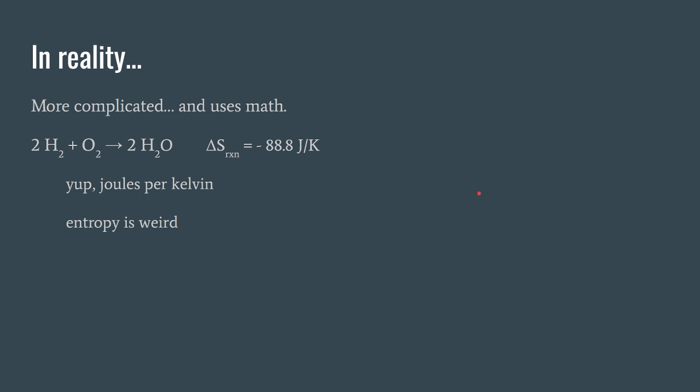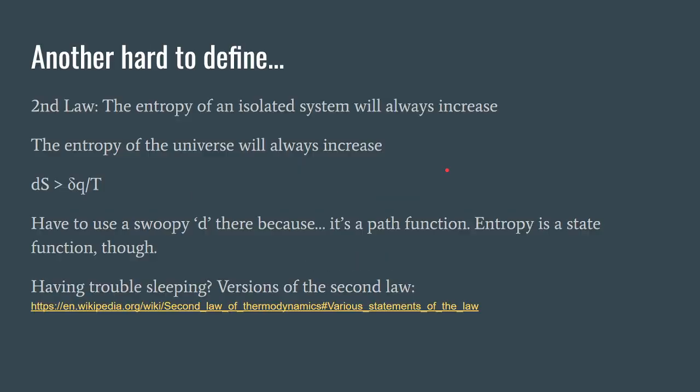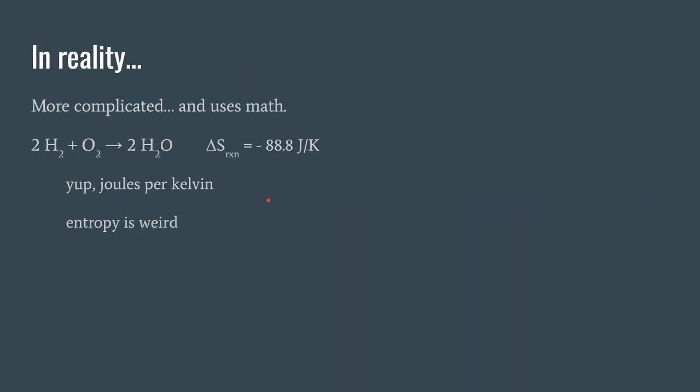So in reality, we have to use math. Okay. So H2 plus O2 to make H2O. The entropy, not enthalpy, but entropy change for that reaction is negative 88.8 joules per Kelvin. The units of S are joules per Kelvin. Entropy is kind of weird. Remember that the mathematical definition of entropy back here is the change in heat at that temperature, joules per Kelvin. It's just something you're going to have to get used to.